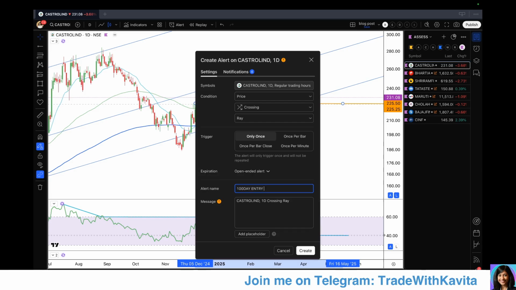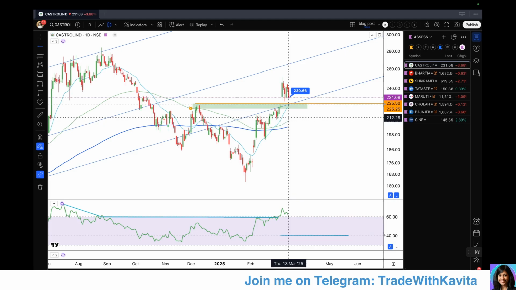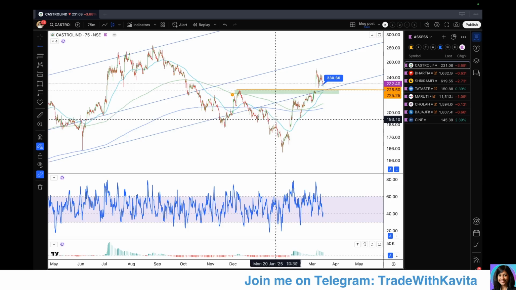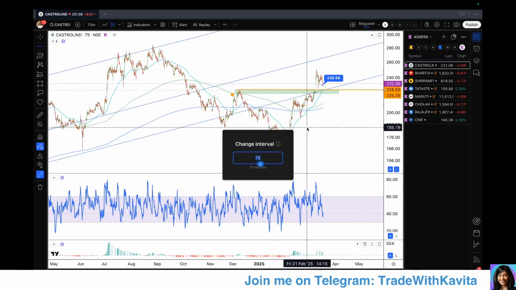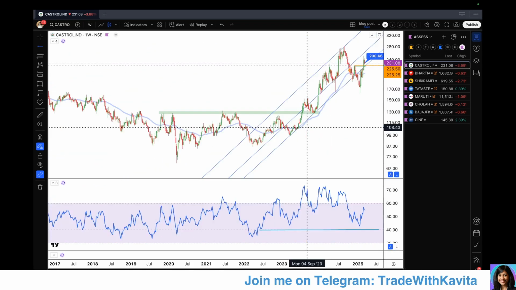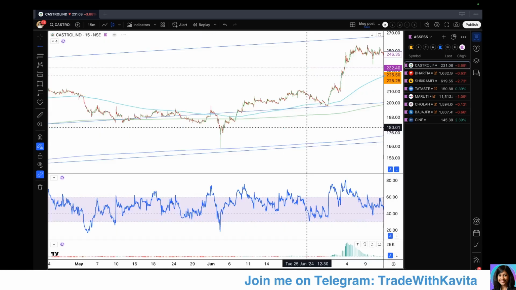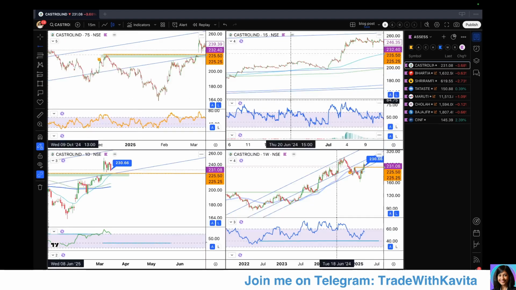100-day entry point. If we do get an entry alert here, I think I would like to keep a stop loss. Now for the stop loss, let's go down to the 75-minute time frame. This is supposed to be 75-minute, and this is supposed to be 15-minute. Let's just, okay.